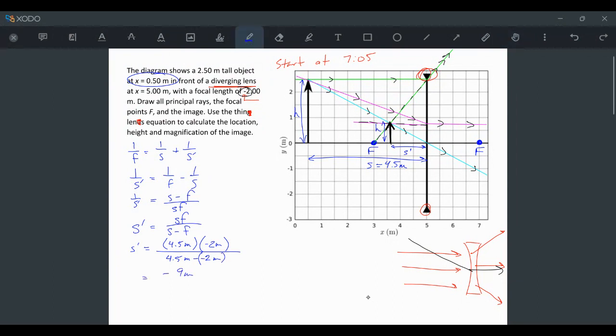So this becomes minus 9 meters divided by 6.5 meters. This is 6.5 because notice we have minus and minus. So the bottom actually becomes 4.5 plus 2. And this will equal something like minus 1.39 meters.